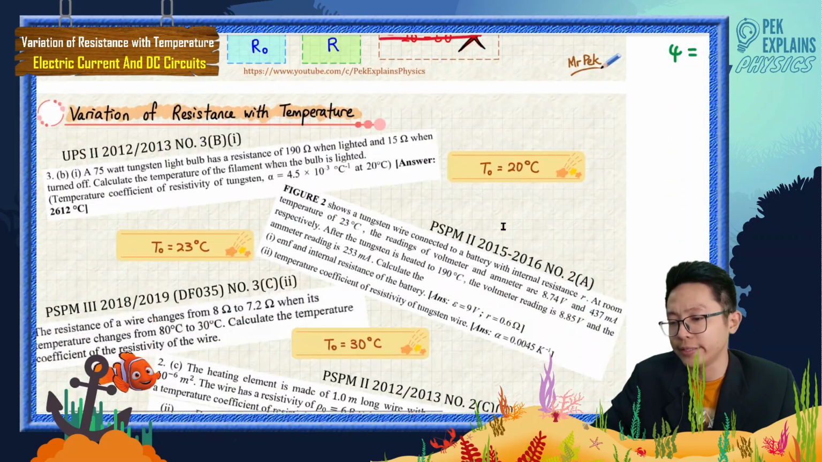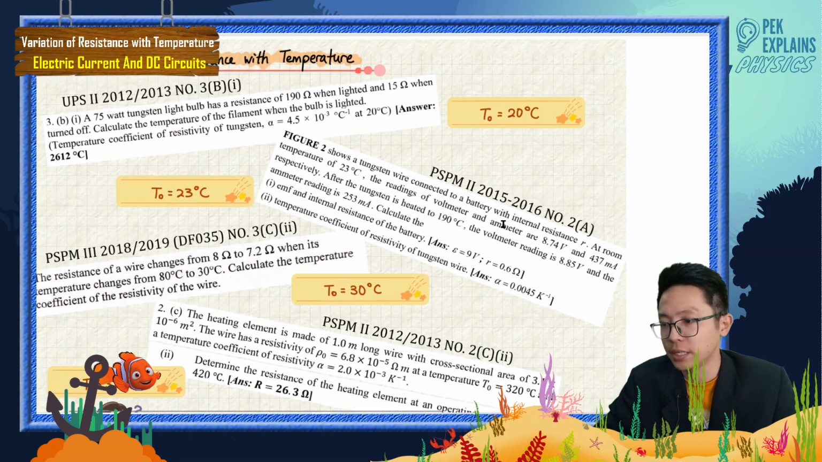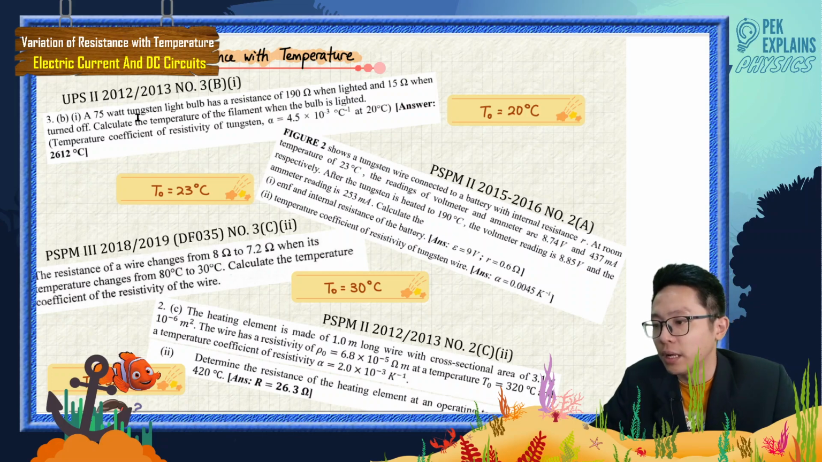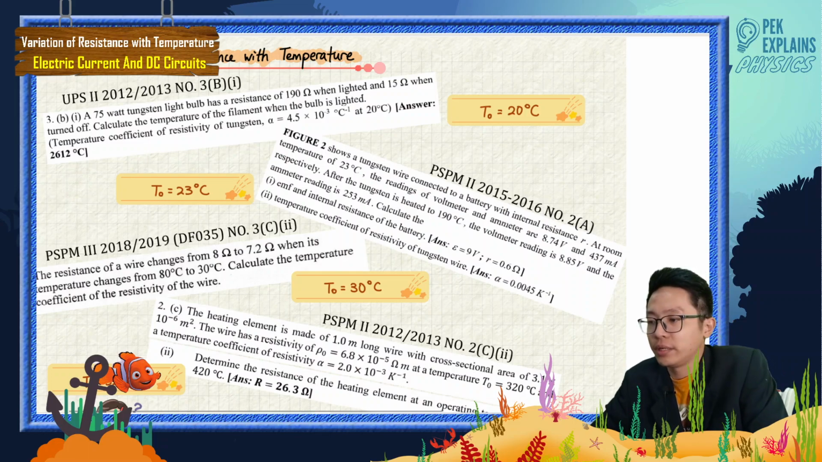Okay, let me show you more examples from the past year questions. Okay, look at these past year questions. So you see, from UPS question 2012 and 13, I have this light bulb with a resistance of 190 ohm when lighted, and 15 ohm when turned off. Find the temperature when lighted. He wants the temperature, and gives you the coefficient.